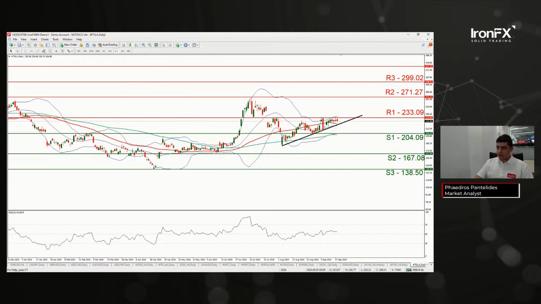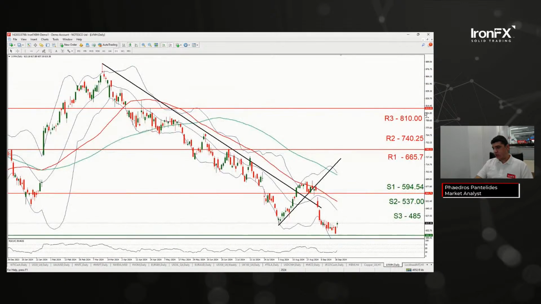So we are maintaining a slight bullish outlook for Tesla's stock price as long as this upwards moving trend line is not broken. If it is broken, then we might see the Bollinger Band smoothing out, RSI staying at 50, and the company stock price staying between S1 and R1. If it manages to break above, the next potential target for the bulls could be at 271.27. And now let's see Louis Vuitton, LVMH.